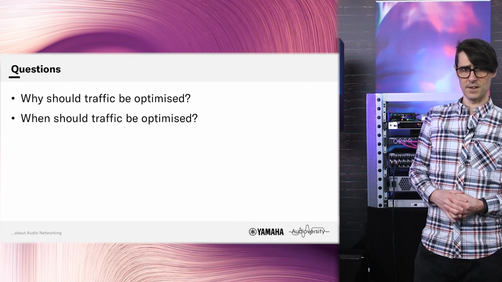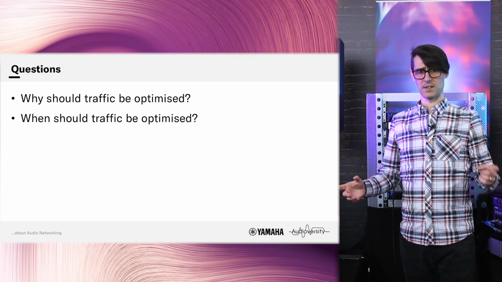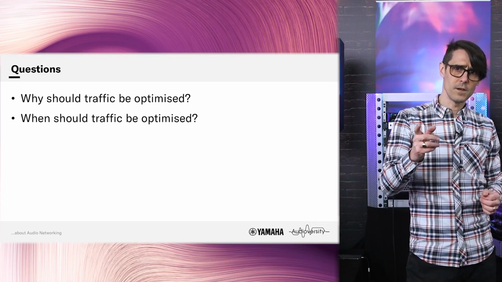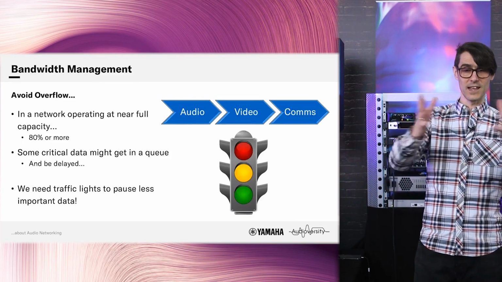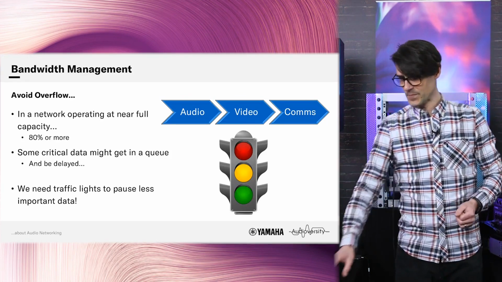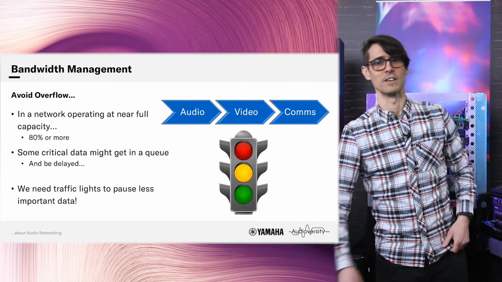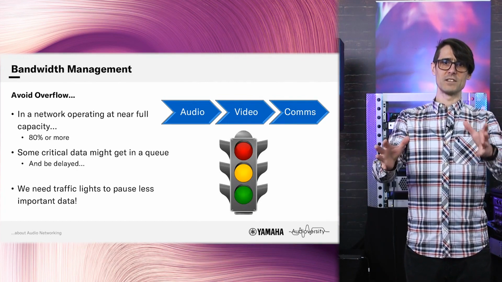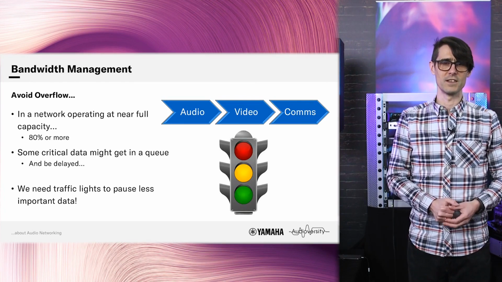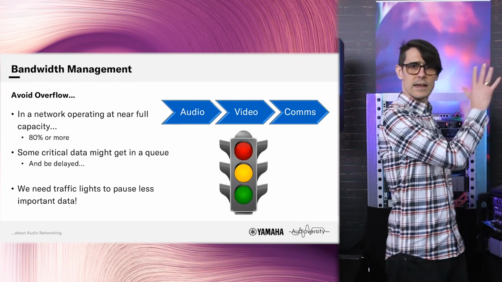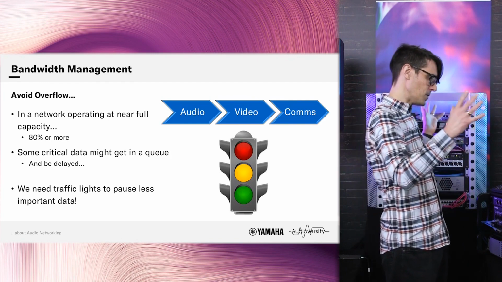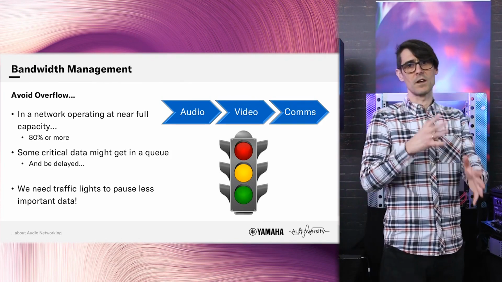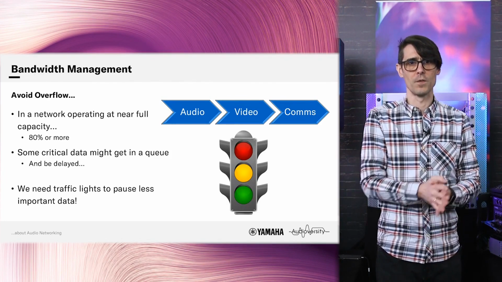Now those other questions I asked earlier, why should traffic be optimized and when should traffic be optimized? Well, when you're driving a car on a street, there are lots of traffic lights, aren't there? And that's to optimize the traffic, isn't it? So as traffic increases, you need more and more control, more and more lights, let's say. In a data network, if your bandwidth is approaching 80% of capacity, then we start needing to have some kind of control on the data.